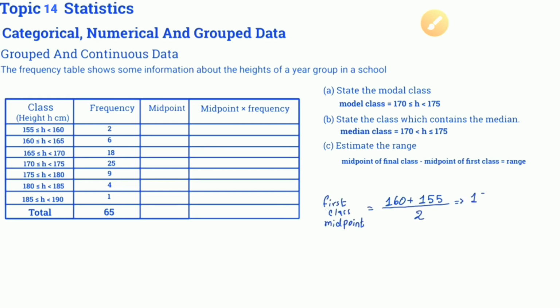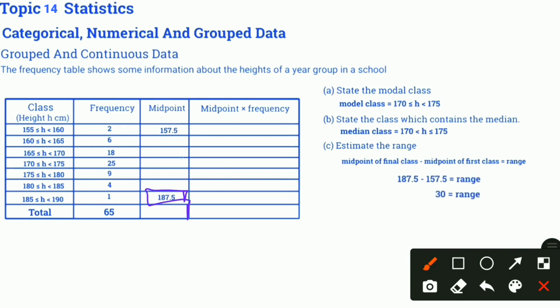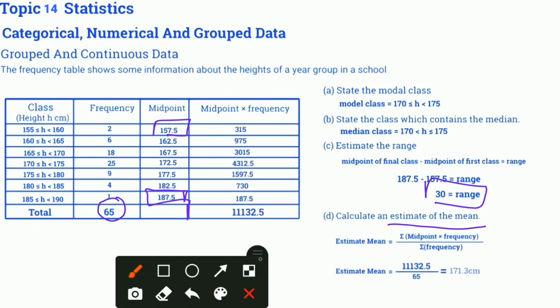Okay, the midpoint. What you need to do is find the midpoint of all the classes, and then the range, which is the midpoint of the final class minus the midpoint of the first class. To estimate the mean, multiply the midpoint by the frequency and then divide by the total frequency. Yep, this is how you get it.